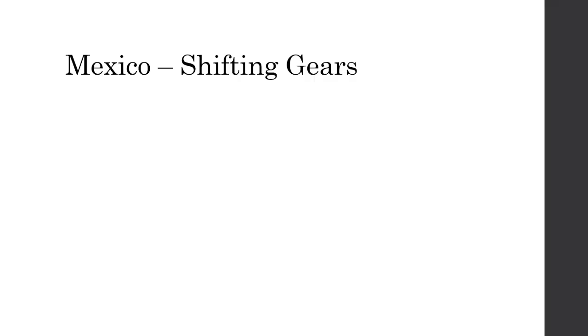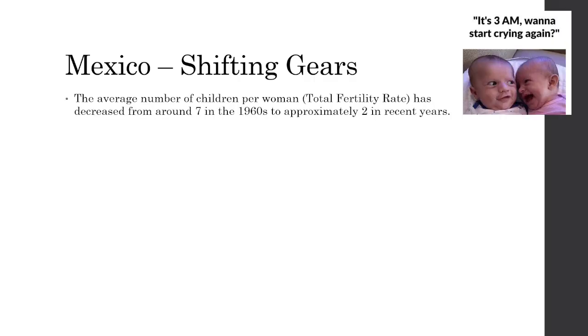All right, let's talk about Mexico. They're shifting gears a little bit. So the average number of children per woman, the total fertility rate, has decreased from around 7, which was in the 1960s, to 2 in recent years. So in just about 60 years, the number of children that women are expected to have in Mexico has dropped by 5, which is a ton.